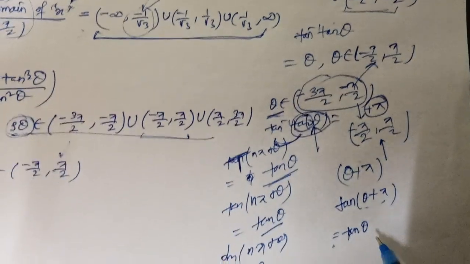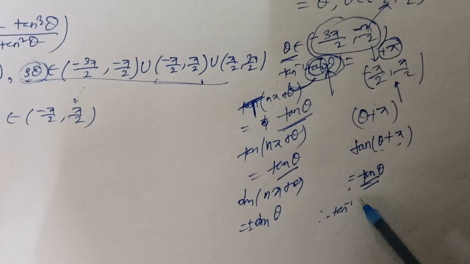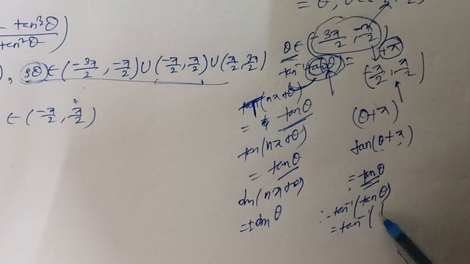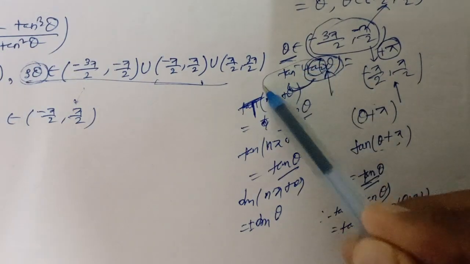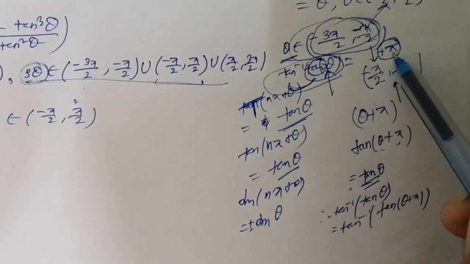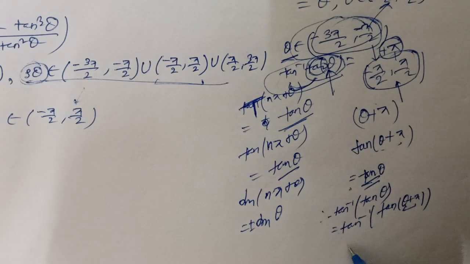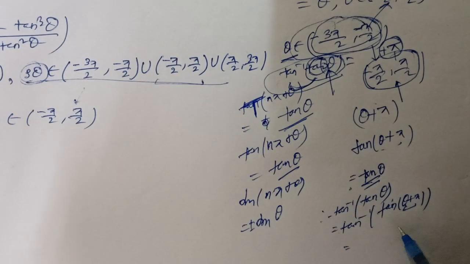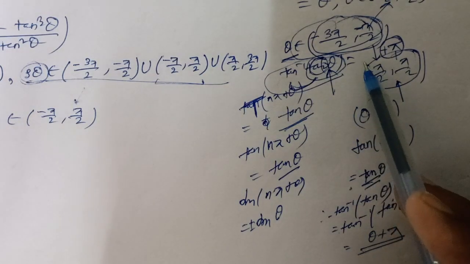Lucky for us, it comes out to be tan theta itself. Therefore, tan inverse tan theta can be written as tan inverse tan of theta plus pi, and when theta belongs in this interval, we have seen that after adding pi, this falls in the principal domain. Therefore, we can directly cut the tan and tan inverse when theta belongs in this interval, and write it as theta plus pi. That is basically the answer in case of this domain.